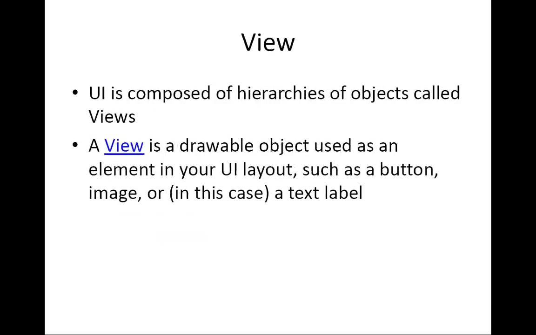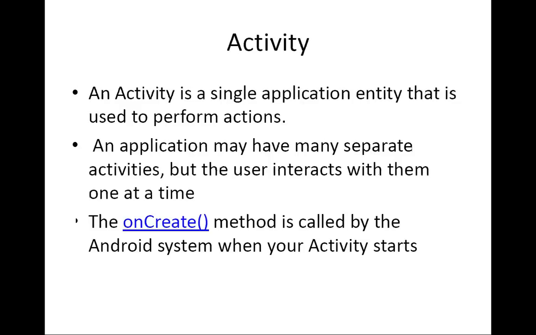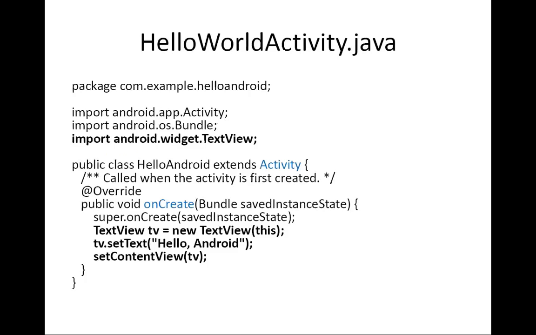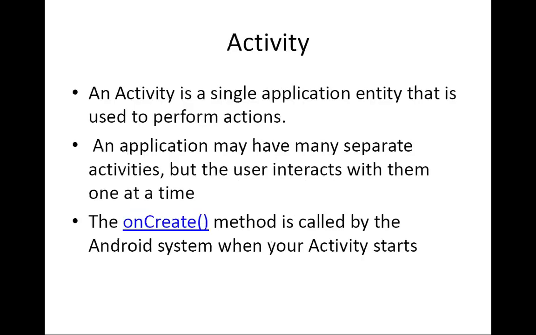Now, the UI, as I mentioned, is composed of hierarchies of objects called views, and a view simply is any drawable object. So a button, an image, or, for our example, we used a text label which said hello Android or hello world.